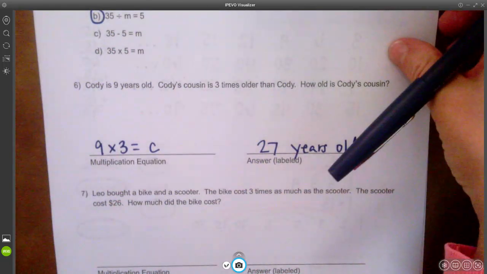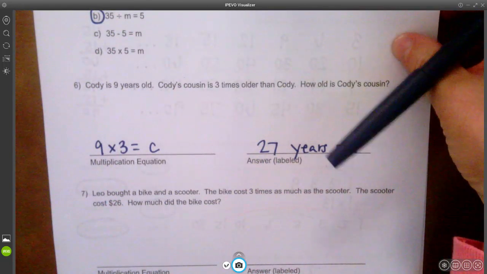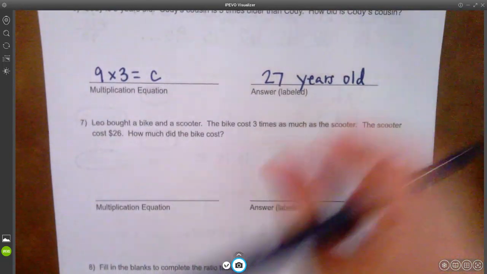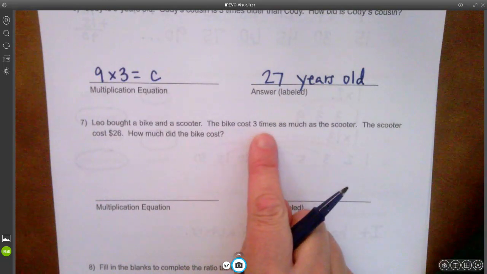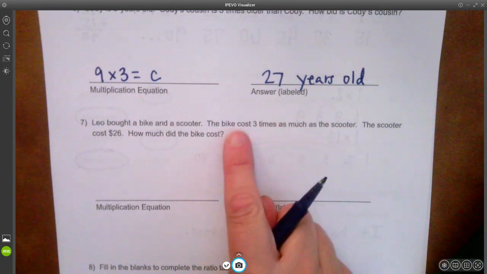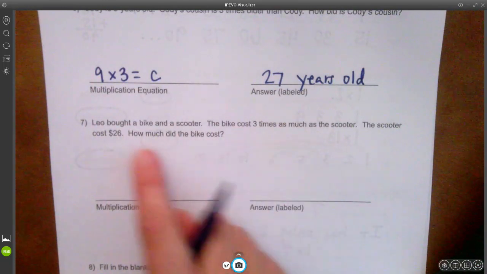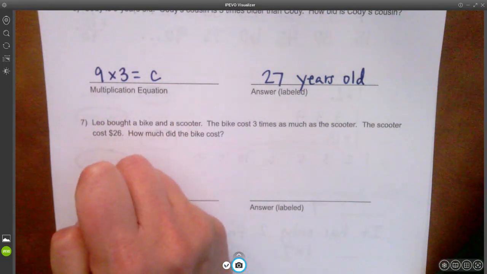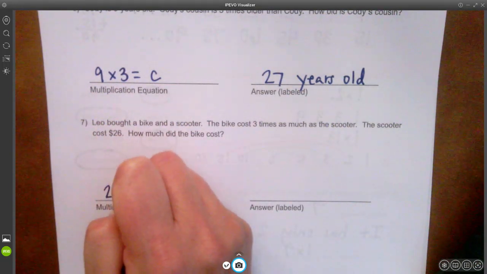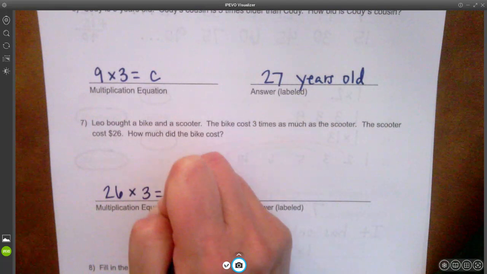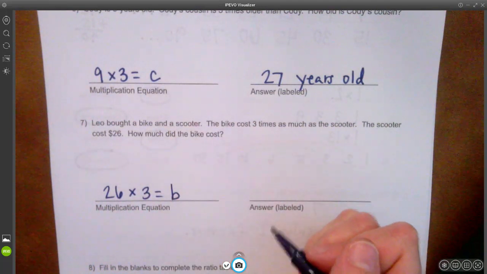All right, let's look at the next equation. Leo bought a bike and a scooter. The bike cost 3 times as much as the scooter. So the bike's the most expensive. The scooter is 26 bucks. So if we take 26 times 3, that's going to equal the cost of the bike.